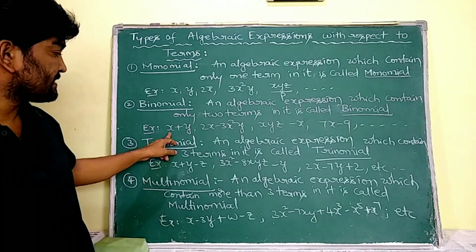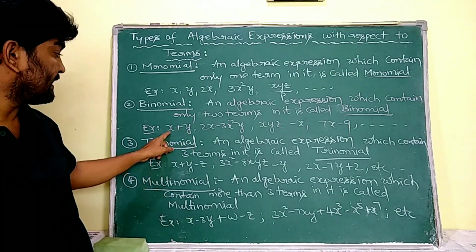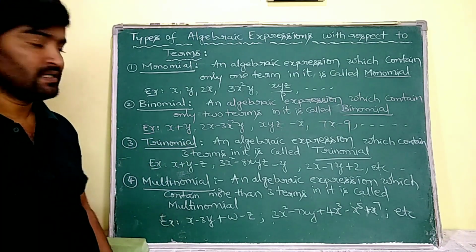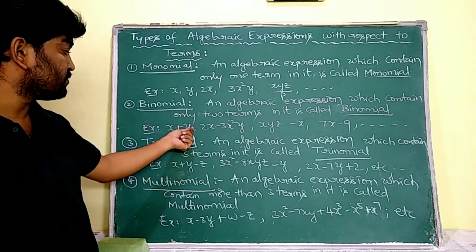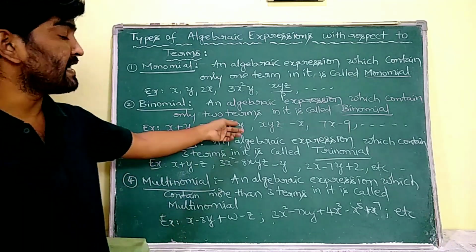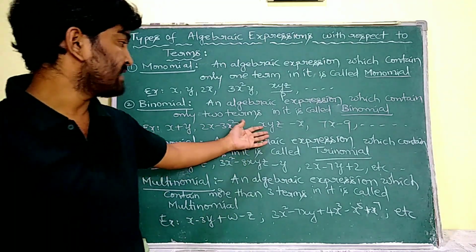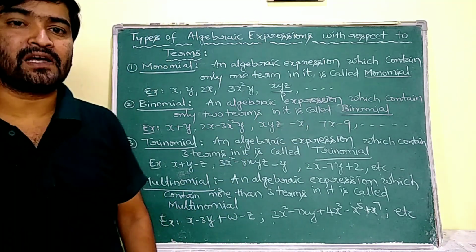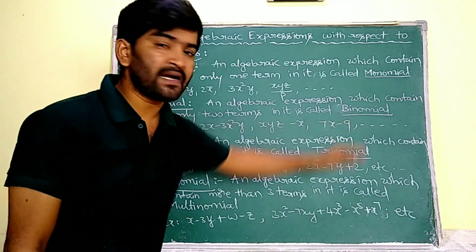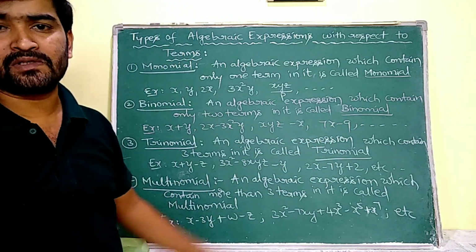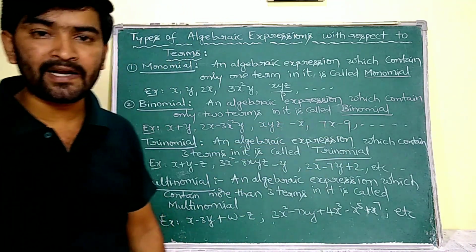For example, x plus y. Here x is one term, y is another term, separated by plus, so it is two terms. 2x minus 3x square y, this is also having two terms. xyz minus x, it is also having two terms. 7x minus 9, it is also having two terms. So these are examples of binomials.